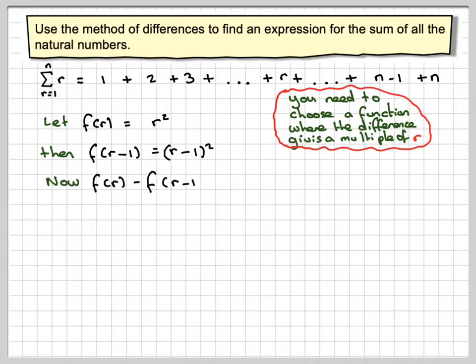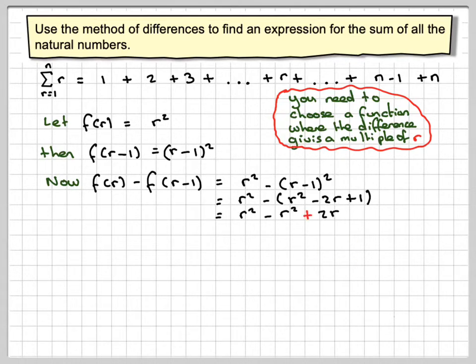Okay, so now f of r minus f of r minus 1 is r squared minus (r minus 1) all squared. Expanding this bracket, that gives r squared minus (r squared minus 2r plus 1). And removing the bracket, we get r squared minus r squared plus 2r minus 1. The r squareds cancel out, and we're left with 2r minus 1.